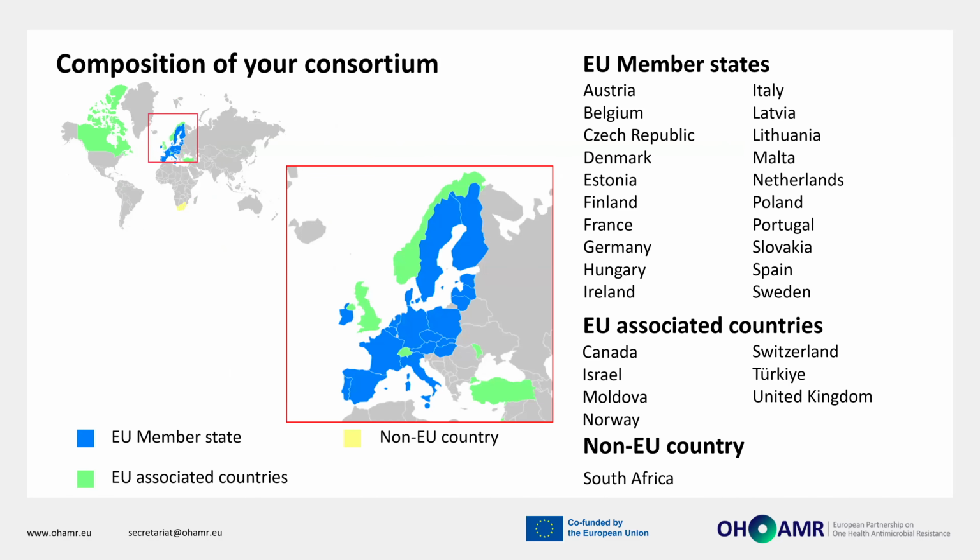The countries participating in this call are listed on the right of the presentation and are grouped into 3 categories: 20 EU member states, 7 EU associated countries, and 1 non-EU country. Following Switzerland's signature of the Horizon Europe program on November 10th, South Africa is now the only country that is not associated with the European Union within the scope of this call. And you can find a complete list of participating countries on the call webpage.